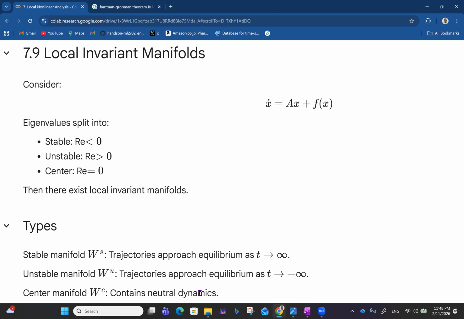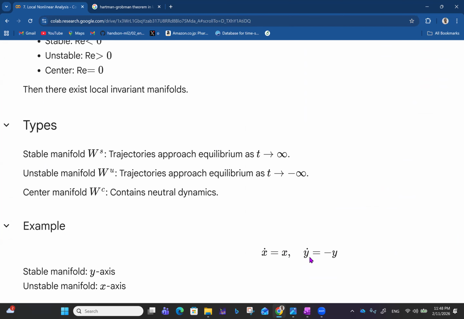So let's look at this. You have this example, x dot is x, y dot is minus y. So we have a stable manifold here. Of course, the eigenvalues here are 1 and minus 1. So the y-axis gives a stable manifold because the eigenvalue associated with that is minus 1. But the x-axis has an unstable manifold because the eigenvalue associated with it is 1, which is greater than 0.